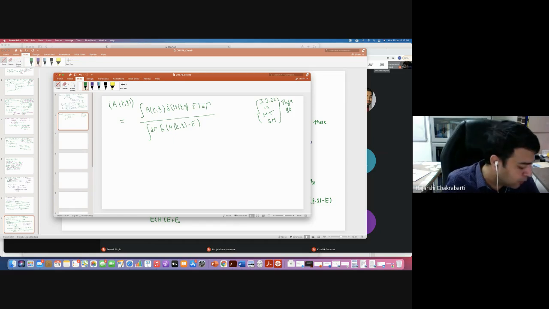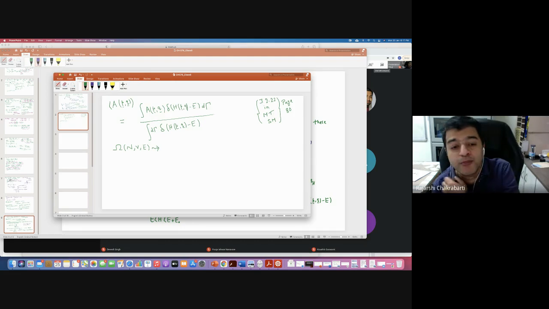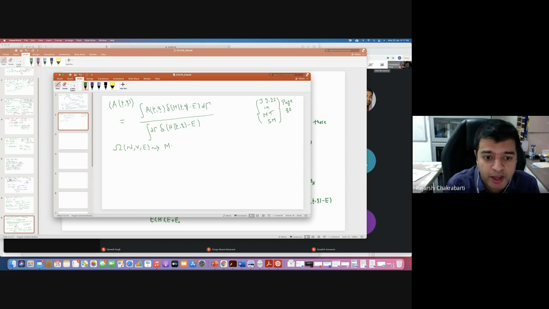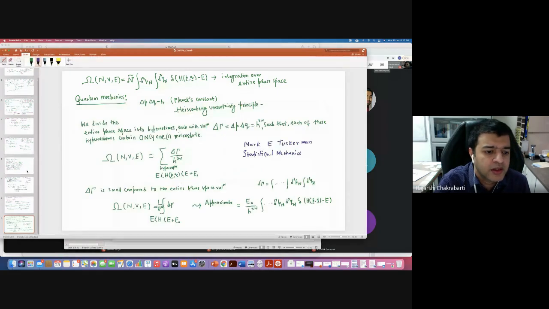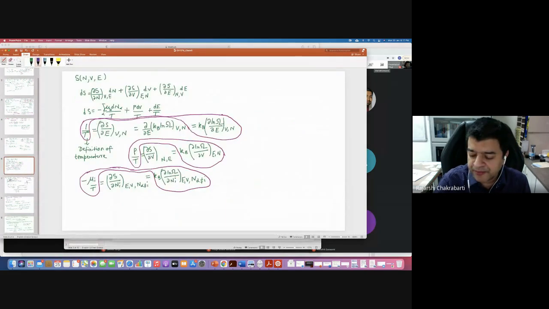So in other words, I can say that your omega, the number of accessible microstates, also has a different name. You know the name. This is called microcanonical partition function. It is the number of accessible microstates. It is also known as microcanonical partition function. Now you go back and see the slides from the previous day. You will see that I had expressed many things in terms of this omega.